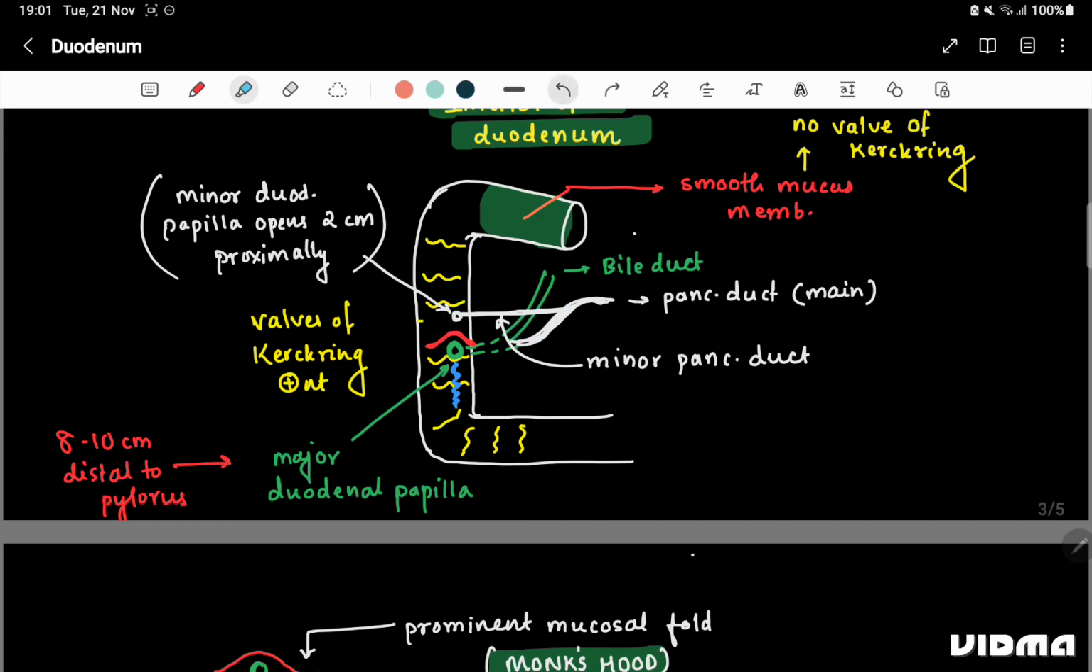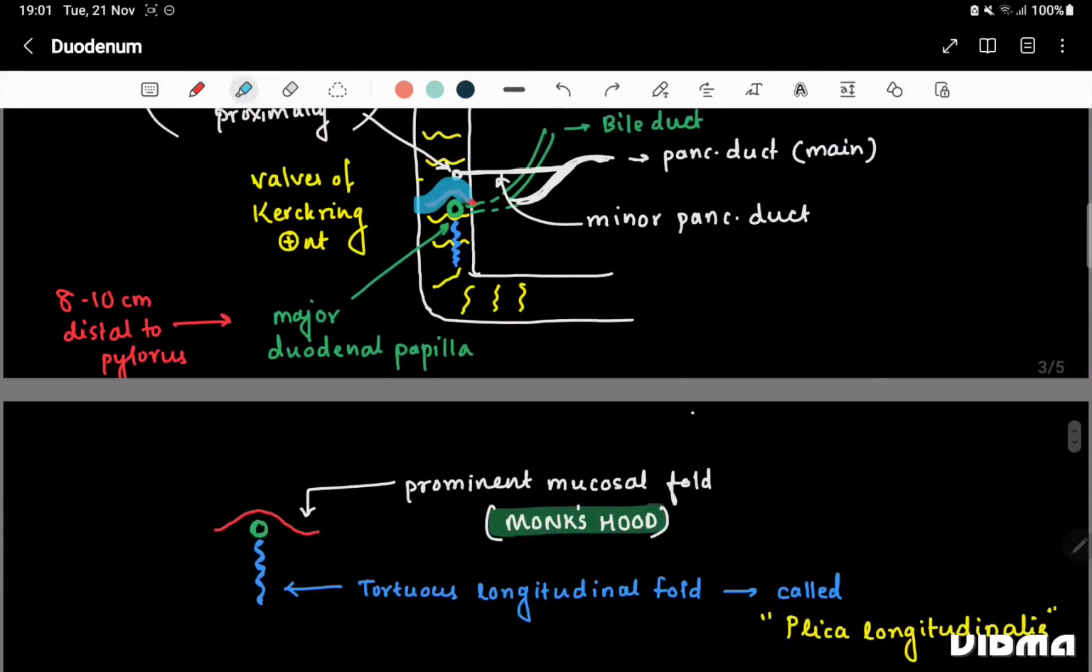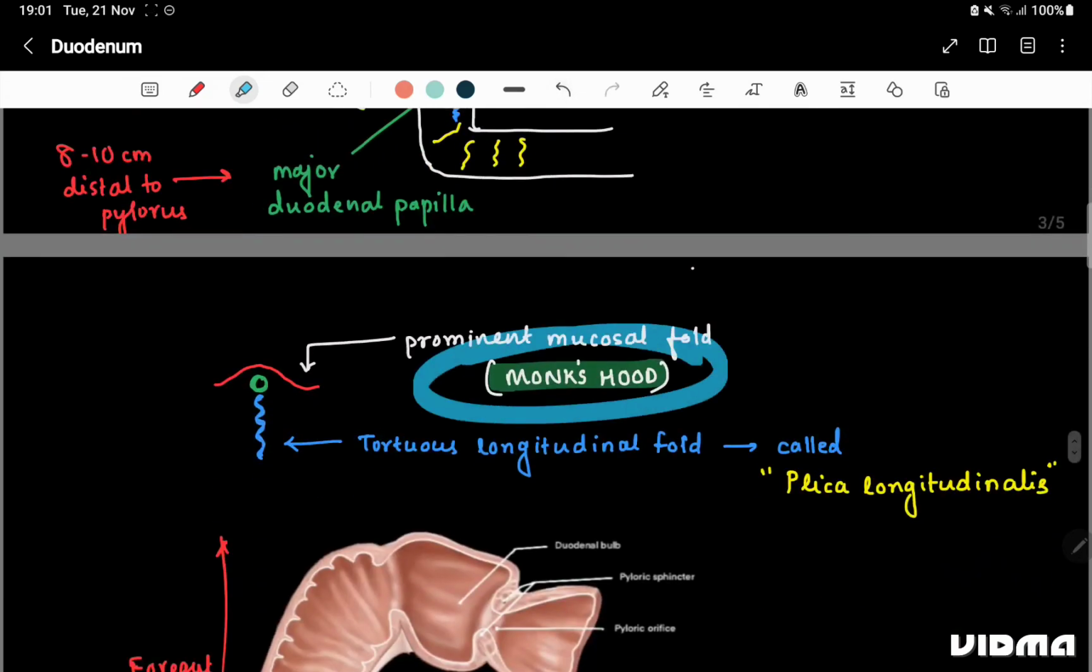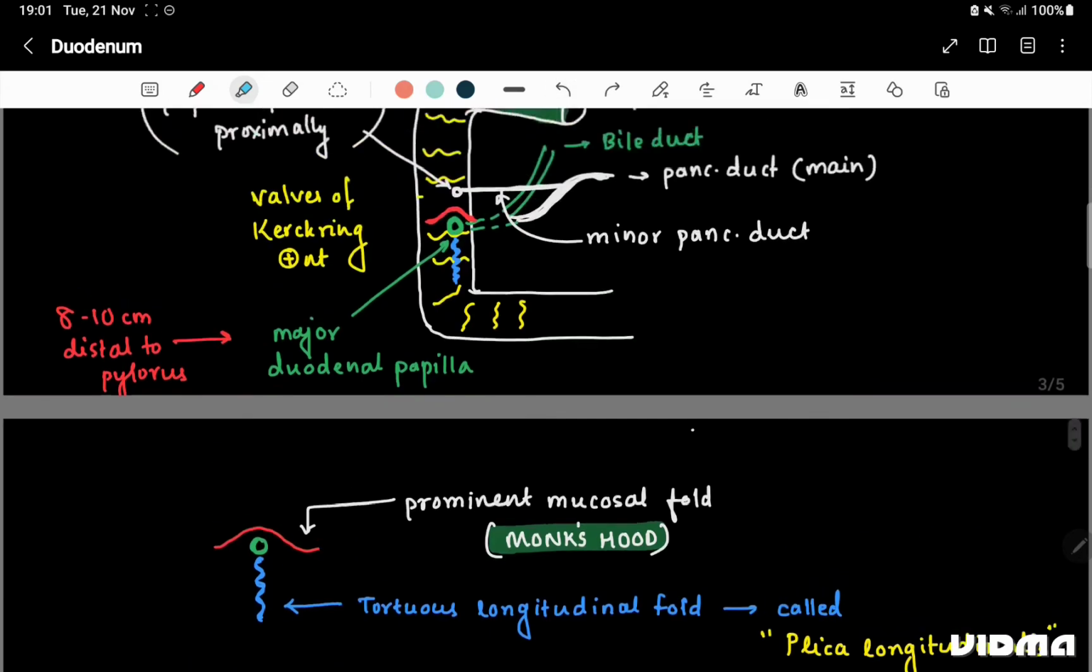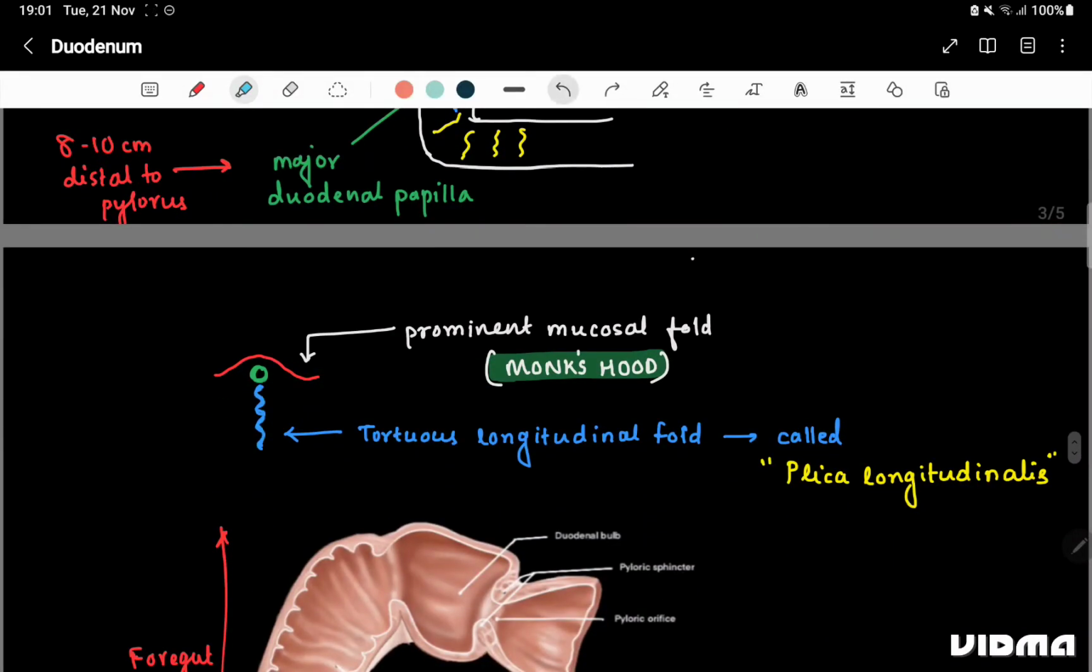But the minor pancreatic duct, the accessory pancreatic duct, or you can say the duct of Santorini, opens in the minor duodenal papilla. And you can see here is a prominent mucus fold, which is called the monk's hood. Below it, this major duodenal papilla is there. And then we have the tortuous longitudinal fold, which is called the plica longitudinalis.